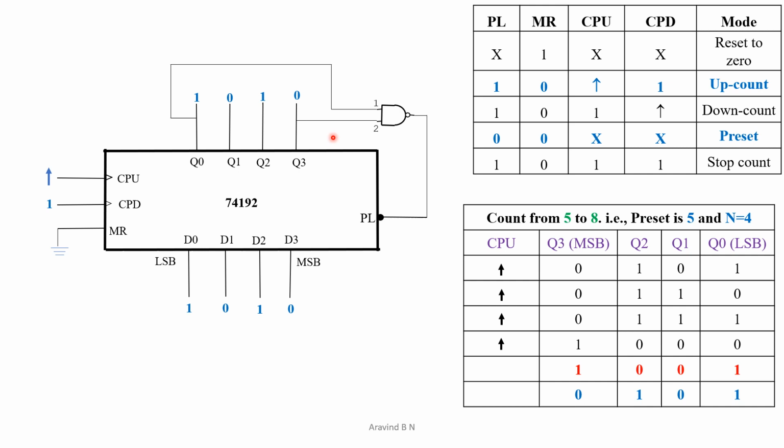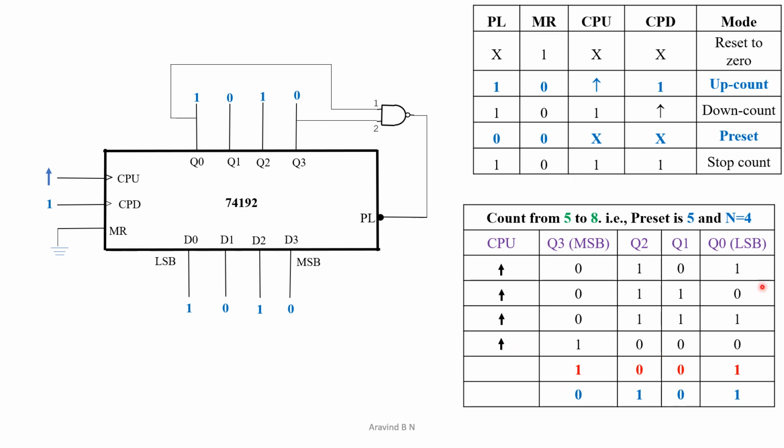So as I told you before, the Q0 and Q3 have to be passed through this logical gate and the output of the logical gate has to be connected to the PL. The very first step, as I told, PL must be set equal to 0. That is not shown over here, so it is there in another view. Please refer to that one.